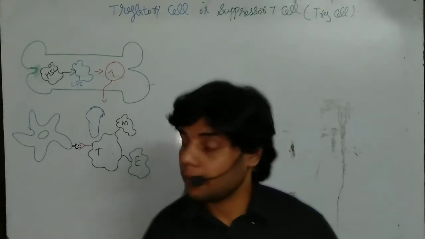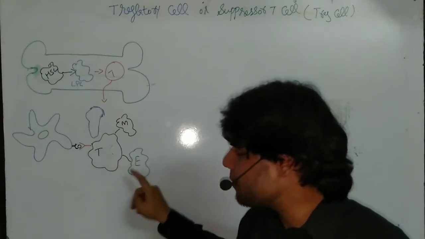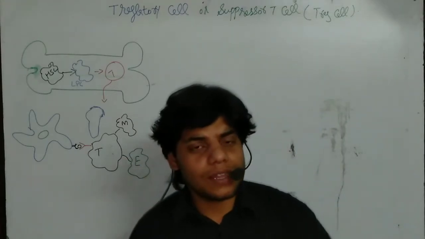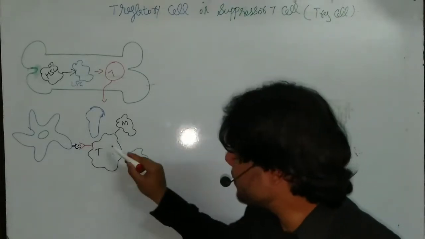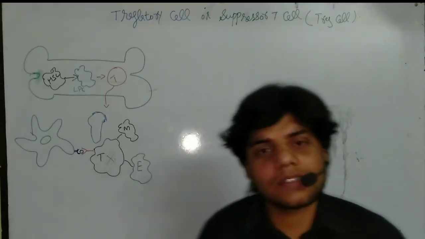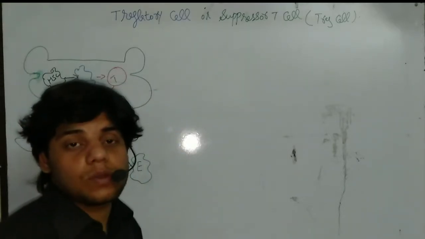Now it's matured. But if it doesn't produce memory T cell, it doesn't produce effector T cell, and the effector T cell doesn't produce the rest of the T cells, then what happens? This cell will be rejected, and inside the thymus these T cells die. Okay, so this is how the T cells will get developed.